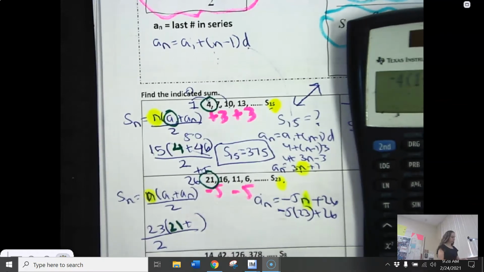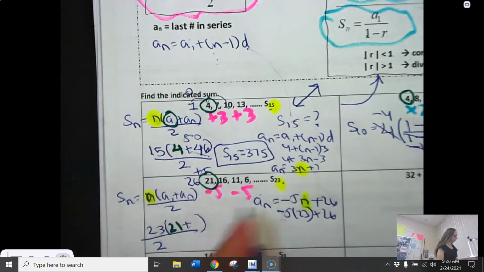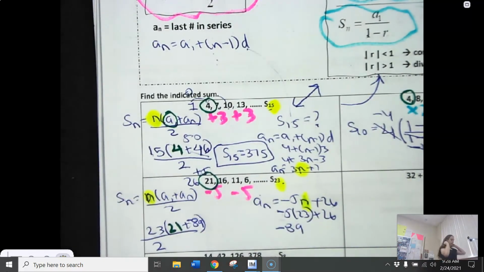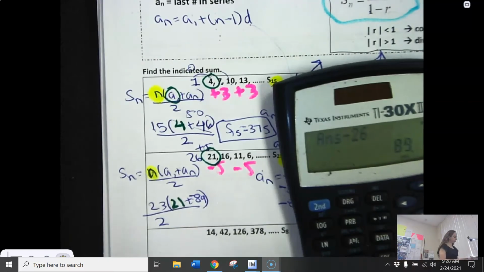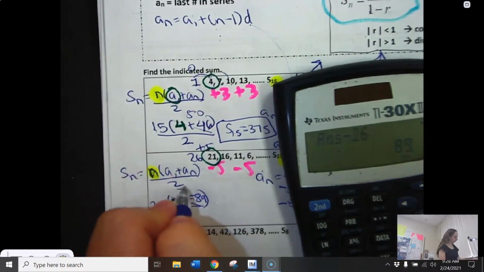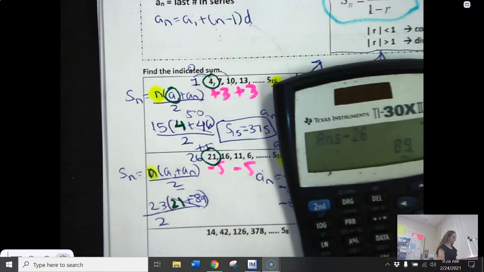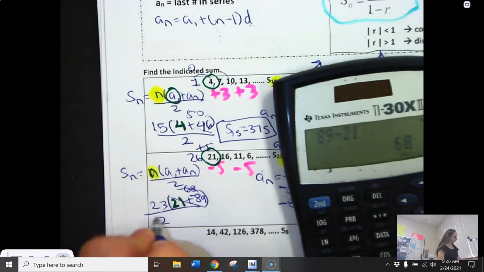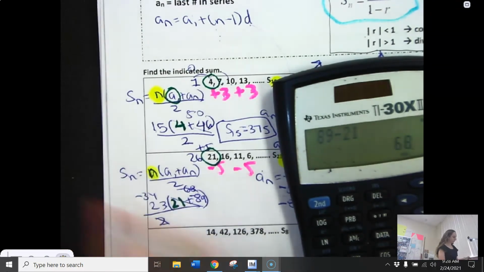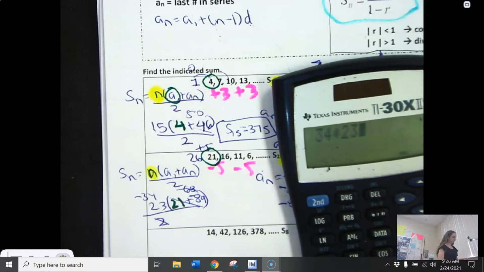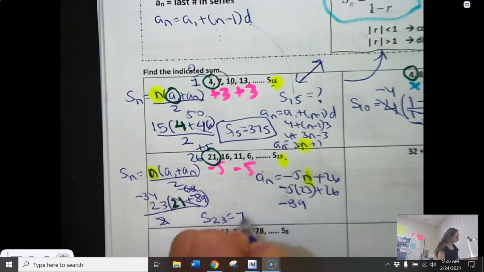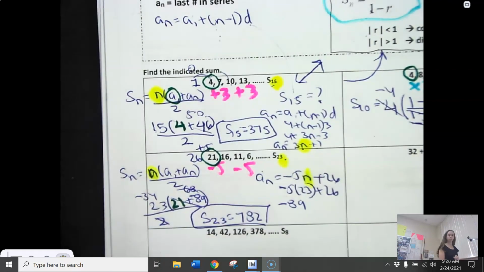I don't feel like multiplying right now. Negative 89. So that's minus 89. And now I'm going to subtract, so negative 70. Nope, I'm not feeling smart right now. 89 minus 21, 68. Wow, that was sad. Divided by 2 is 34. Hopefully I did that right. 782. The sum of the first 23 numbers is 782.